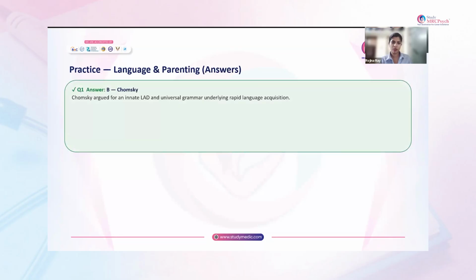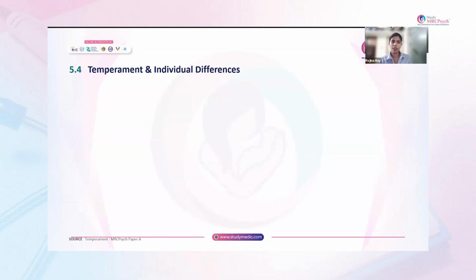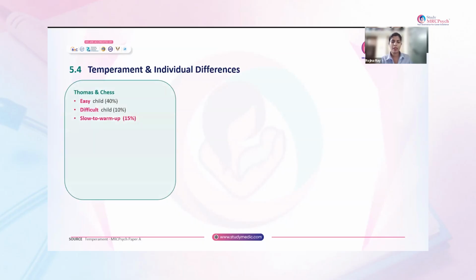So, moving on. Now the fourth section for today's lecture, that is coming to temperament and individual differences. So what is the concept of temperament? Temperament basically describes the biologically based style of behavior, rather than why or what makes a child behave so.